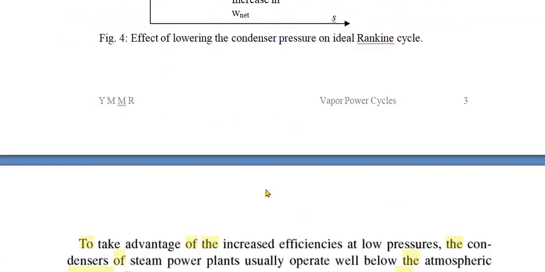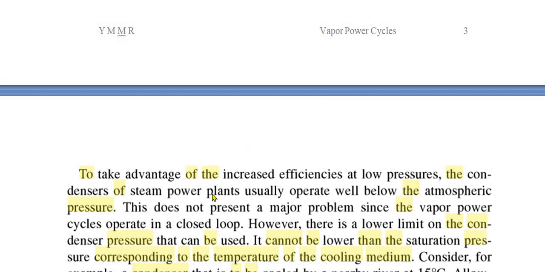Now the main problem here is that to take advantage of increased efficiencies at lower pressure, the condensers of the steam power plant usually operate well below atmospheric pressure. As we know, inside the condenser the pressure is a vacuum pressure. This does not present a major problem since vapor power cycles operate in a closed loop. All these elements, condensation, evaporation, expansion, occur in the closed loop only.